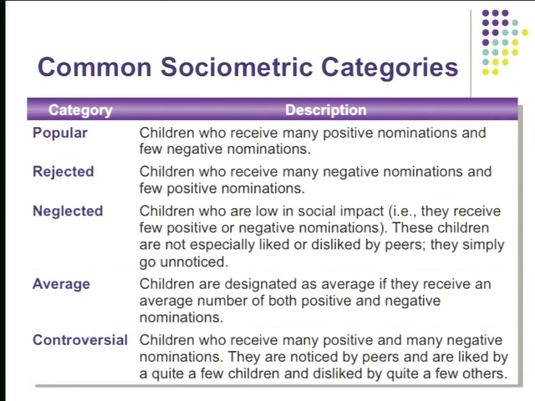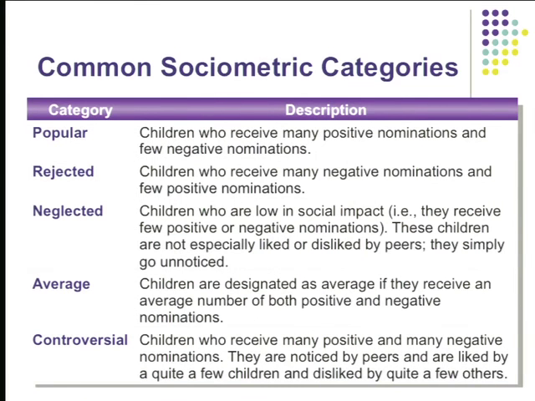And then there are, interestingly, these controversial children who get many positive and many negative nominations. Often what will happen is that these controversial children, I think of them as the freaks and geeks children, will make their own little peer group. Part of the whole point of being part of the freaks and geeks peer group is that you are not the popular kids, and you separate yourself off from the popular kids.